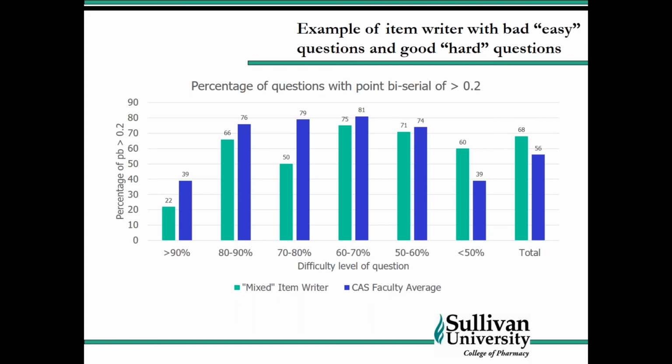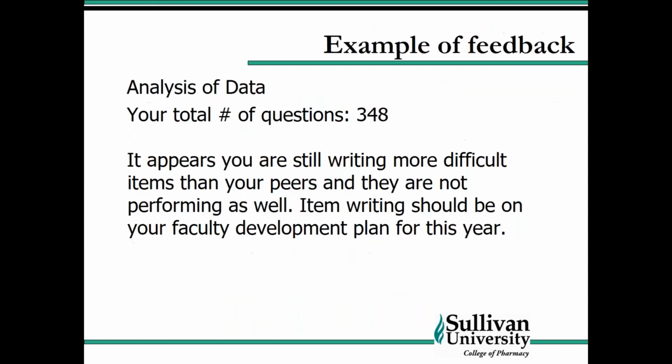So this would be an example of some of the feedback that I might give you if you were a faculty member. I would tell you your total number of questions, and then I would say, it appears you're still writing more difficult items than your peers, and they're not performing as well. So item writing should be on your faculty development plan for this year. And so I give the scorecards, and then we meet for their annual evaluation, and we review what their development plan will be for the year. And some of it is based then off of this information.